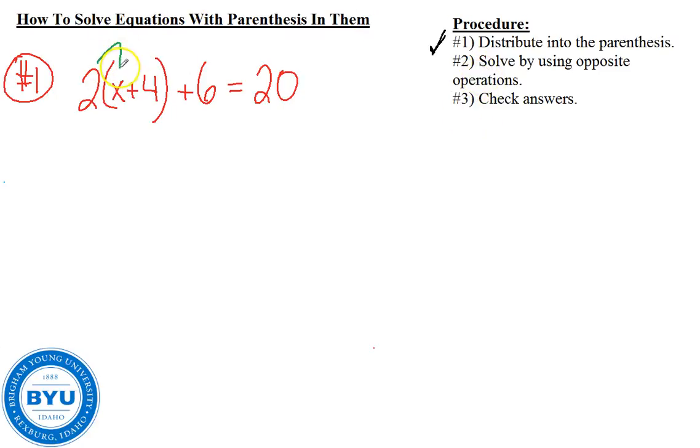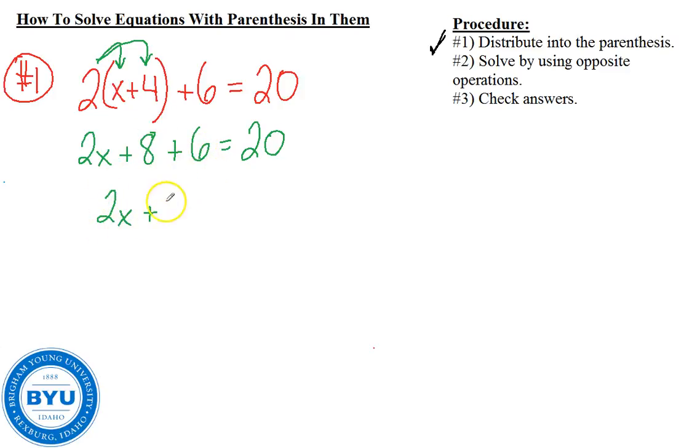On this one, I would distribute the 2 into the parenthesis using multiplication. So 2 times x is 2x, and 2 times 4 is 8. So when we distribute the 2 in, I get 2x plus 8 plus 6 equals 20. Red and green. It looks like Christmas. Let's keep going here. I'm going to go ahead and combine my 8 and 6. So I get 2x plus 8 and 6 is 14 equals 20.